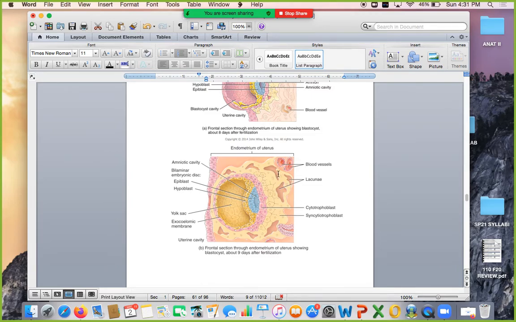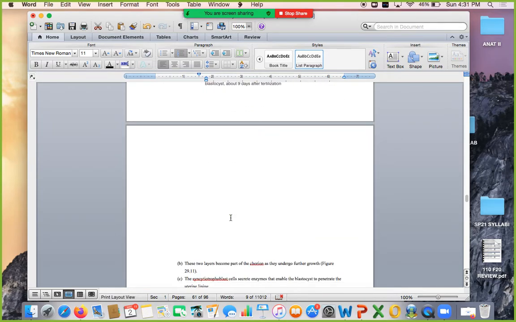Surrounding here we have lacunae. Lacunae are going to be these large areas in the decidual layer where we're going to eventually pool blood. This is going to be a precursor to the placenta where we're going to have nutrient exchange occurring. And we don't have that yet, so the yolk sac is what we're depending on to nourish this embryo at this point.